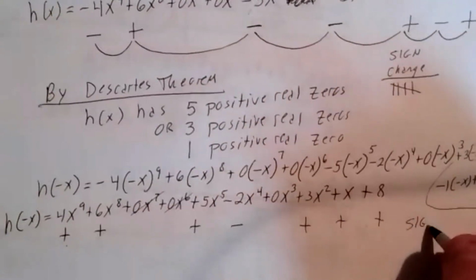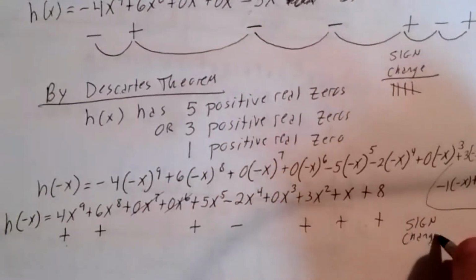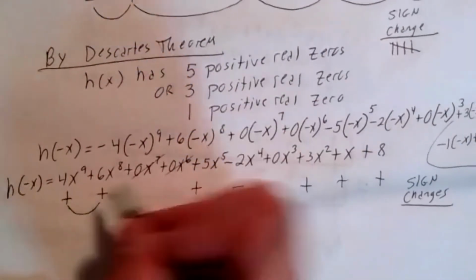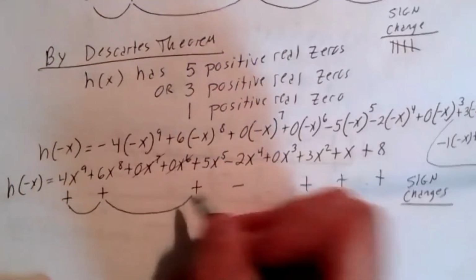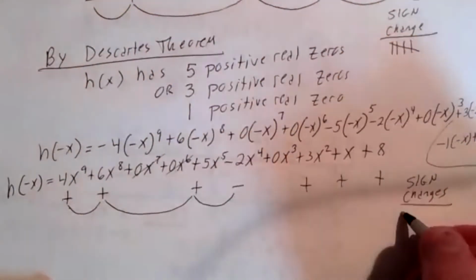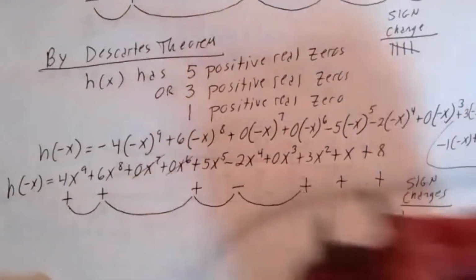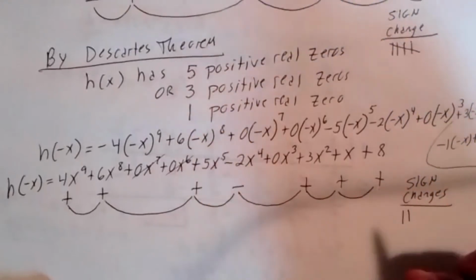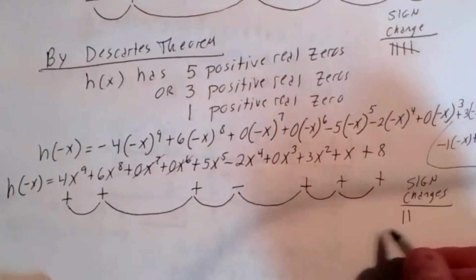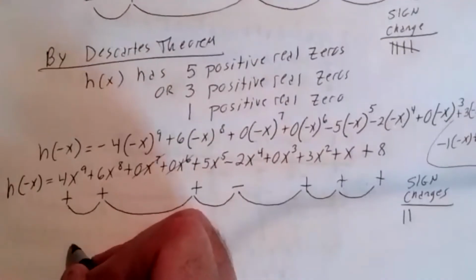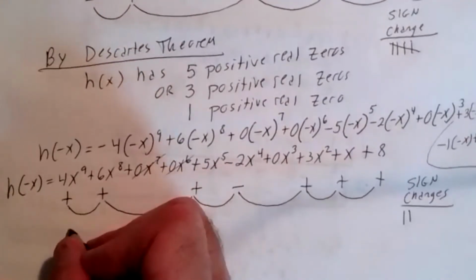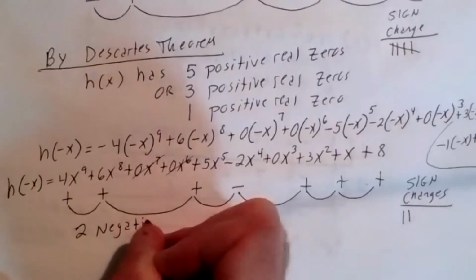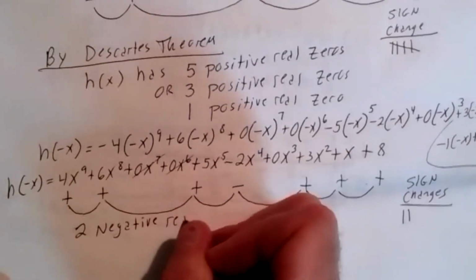So how many sign changes do we get here? Well, this is not going to be a sign change. Positive to a positive, positive to a positive, no sign change. Positive to a negative, that's one sign change. Negative to a positive, that's a sign change. Positive to a positive, no sign change. Positive to a positive, no sign change. There's two sign changes. So the theorem guarantees that we're going to have two negative real zeros, since there were two sign changes.